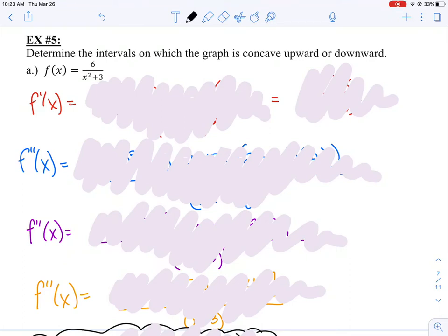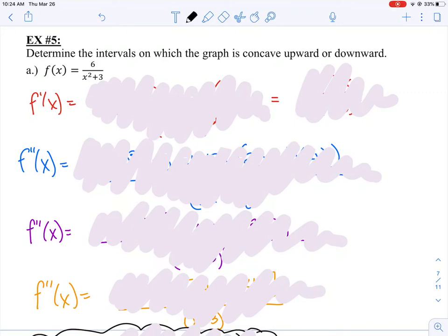So let's look at example number 5a. It says to determine the intervals on which the graph is concave up or concave down. So remember, concavity is determined by our second derivative. So we've got to figure out what our second derivative is, set it equal to 0 or does not exist to find the possible points of inflection, and then do our sign chart to figure out if our second derivative is positive or negative.